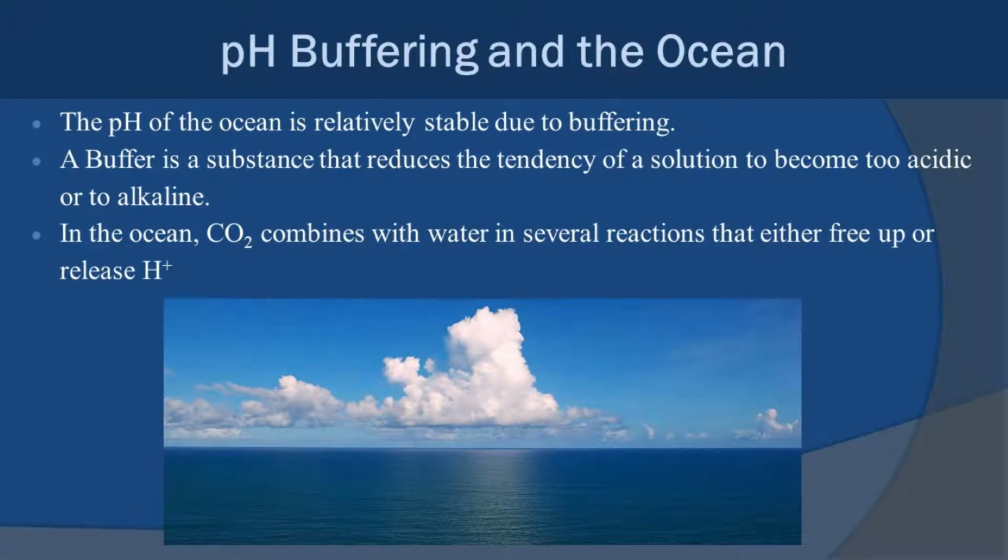Interestingly enough, the pH of the ocean is relatively stable due to something we call buffering. A buffer is a substance that reduces the tendency of a solution to become too acidic or alkaline. It basically keeps it in a narrow range, and in the ocean, this is really important. In fact, in the ocean, carbon dioxide combines with water in several reactions, which we're going to get to in just a few minutes, that will either free up or release hydrogen ions.